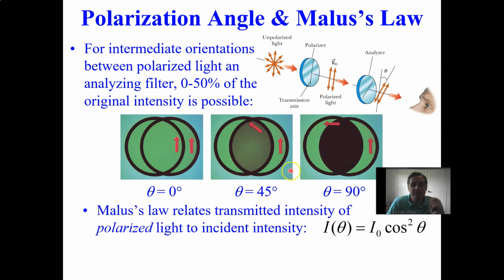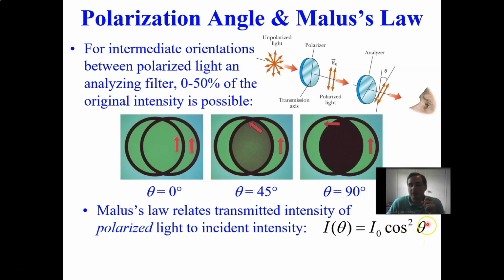So this leads us to what we call Malus's law, which relates the transmitted intensity of polarized light to the incident intensity. So the transmitted intensity, let's say through the analyzer, is the original intensity of the polarized light times the cosine of the angle between the transmission axis and the analyzer, squared. So notice that this is Malus's law.